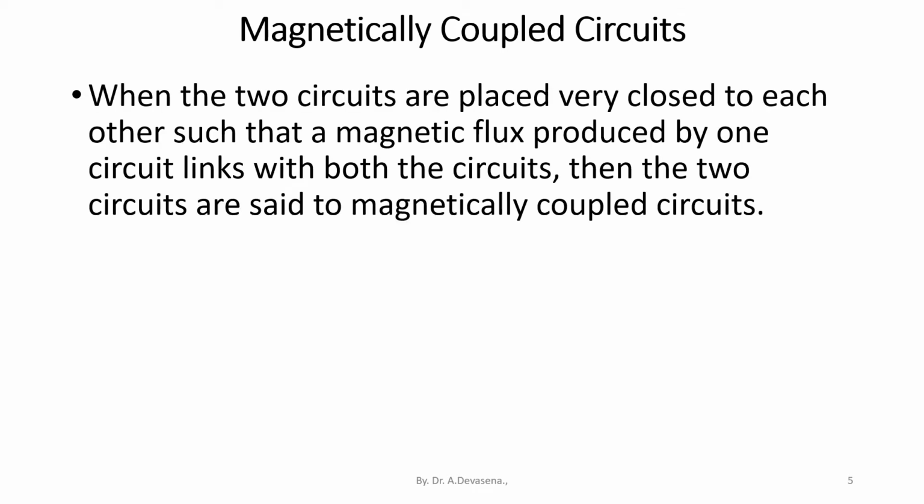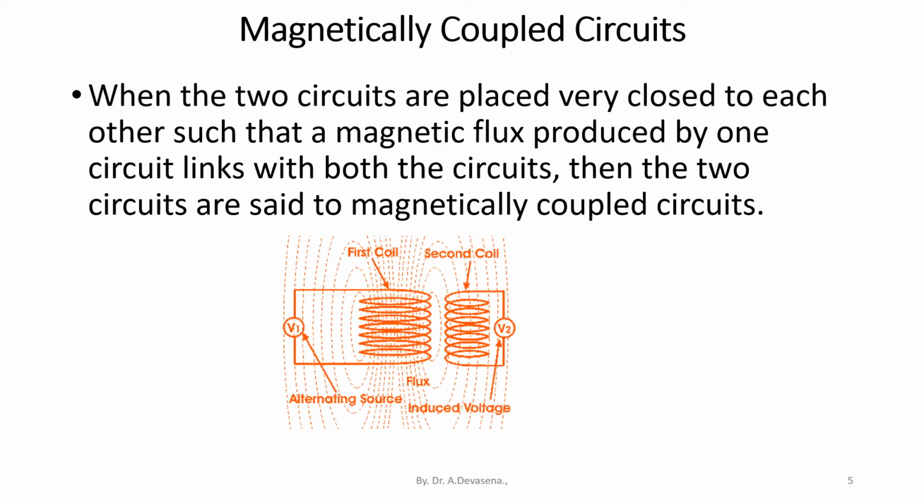See another way of representing magnetically coupled circuits. When two circuits are placed very close to each other such that the magnetic flux produced by one circuit links with both the circuits, then the two circuits are said to be magnetically coupled circuits. This is the representation of magnetically coupled circuits.